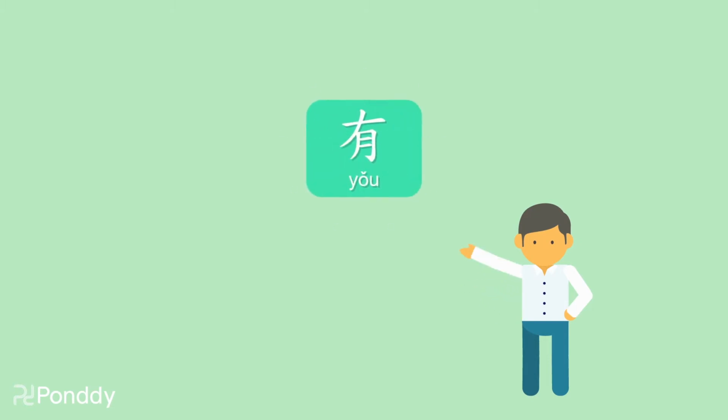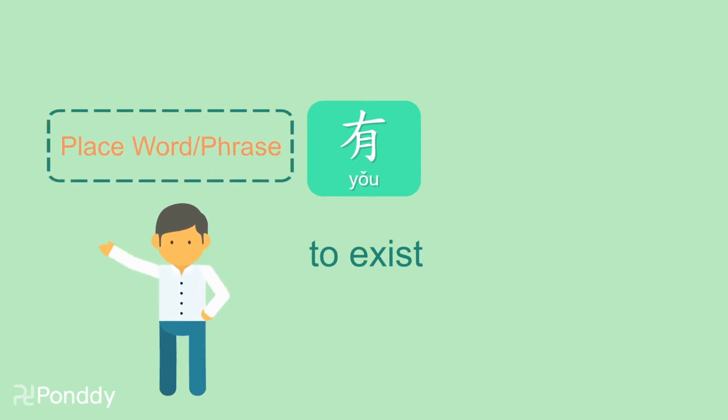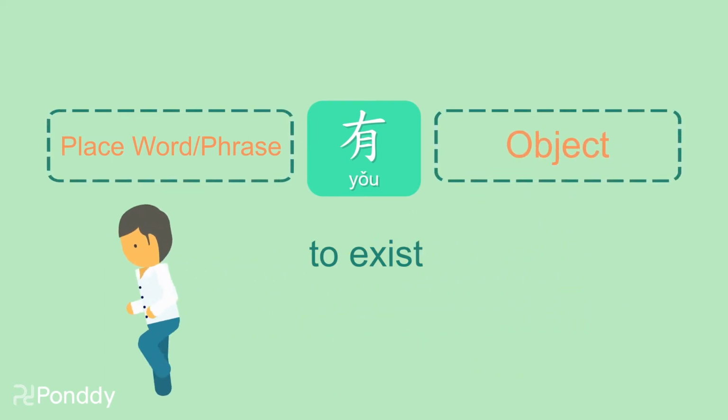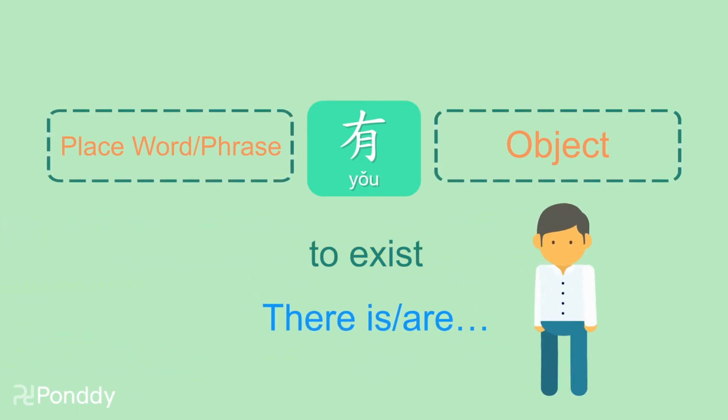Do you remember this Chinese character? 有 has two meanings in Chinese, to have and to exist. Today, we will learn about the second meaning, to exist. When the subject of a sentence is a place word or phrase, 有 means to exist. An object can be added after the word. It's similar to the there is, there are sentence pattern in English.